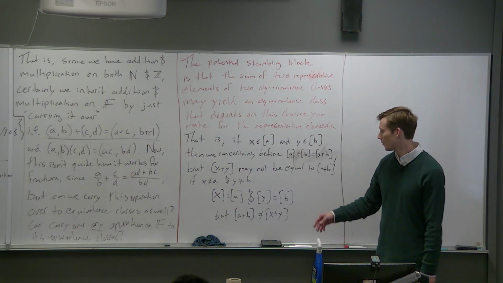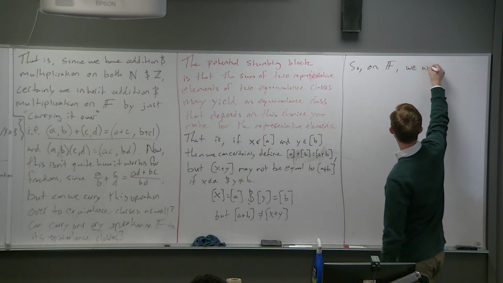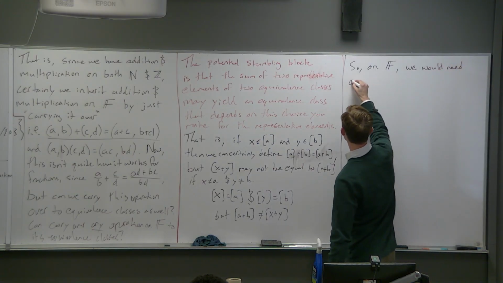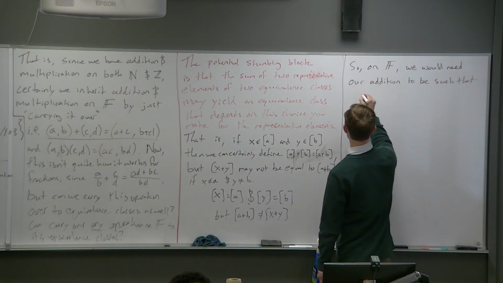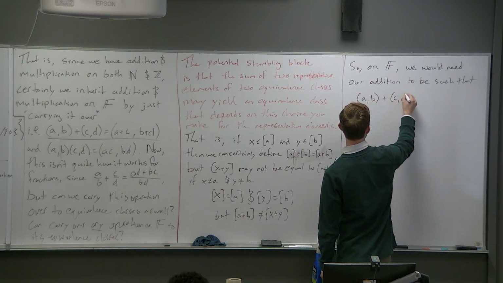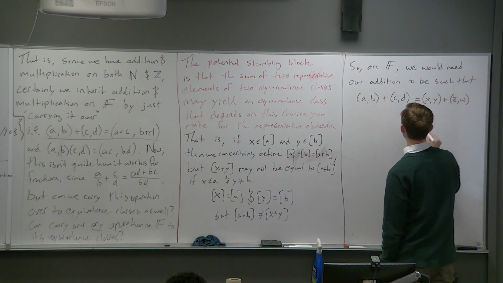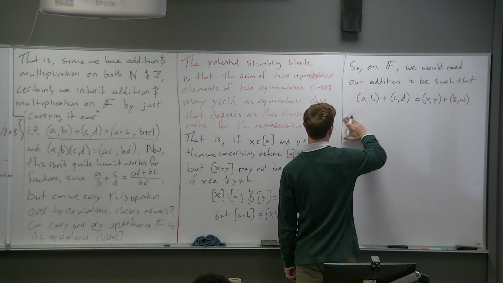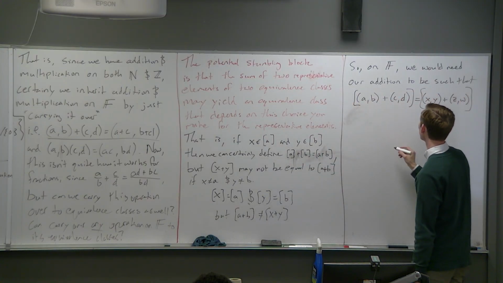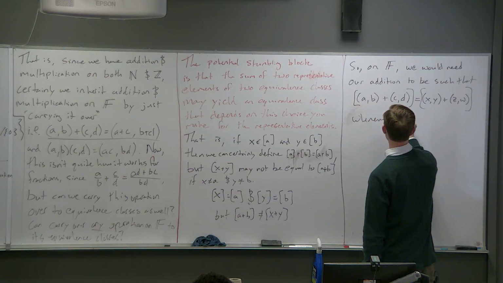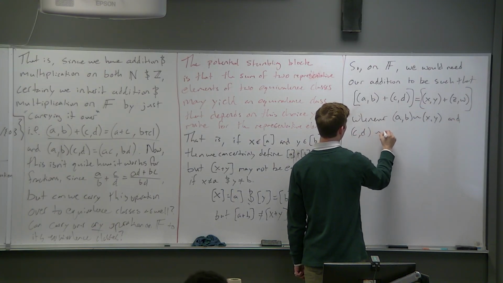That is, what do you need for this to happen? So, on F, we would need our addition to be such that AB plus CD equals XY plus ZW, or maybe I should say this way, such that these equivalence classes are the same whenever AB is related to XY and CD is related to ZW.